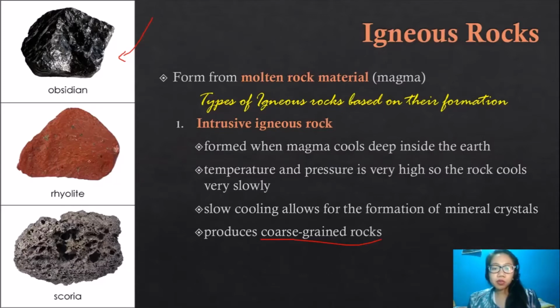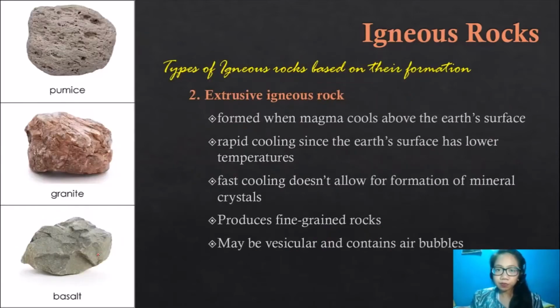Usually when it comes to rhyolite, it comes from magma which is very thick. That's why you don't see any bubbles inside. And then you have your scoria, which is from magma that usually has a lot of gas bubbles. So if you can imagine, this type of magma flows very quickly and it allows the formation of gas bubbles.